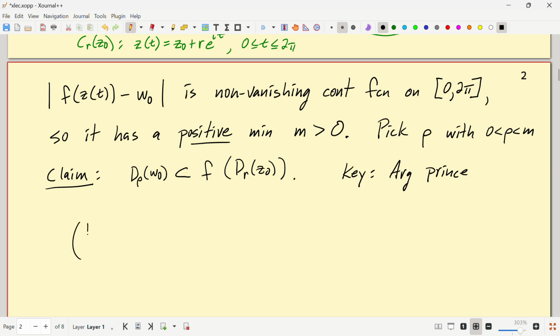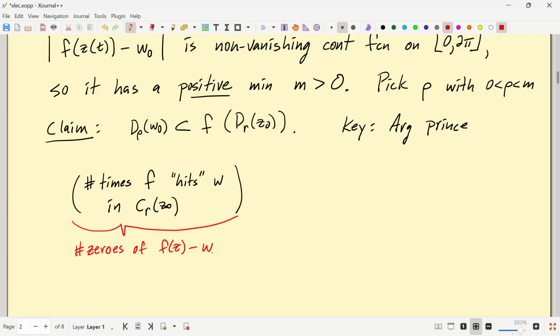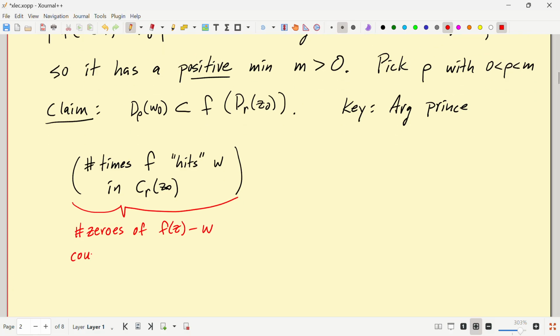Okay, I'm going to use the argument principle. The number of times F hits W inside the circle of radius about z naught, that's equal to the number of zeros of F of z minus W counted with multiplicity. That's what I mean, how many times it gets hit.